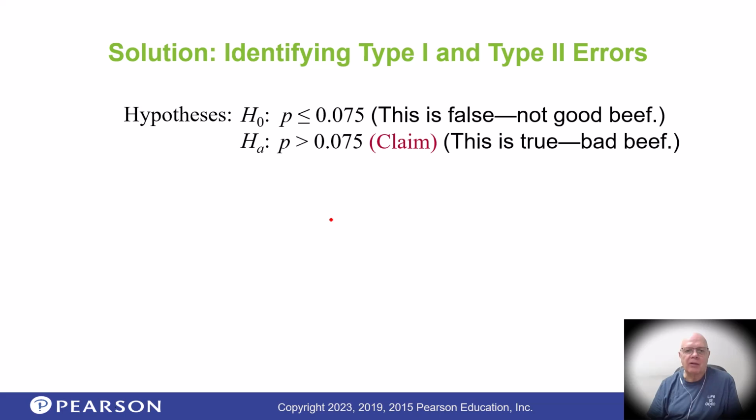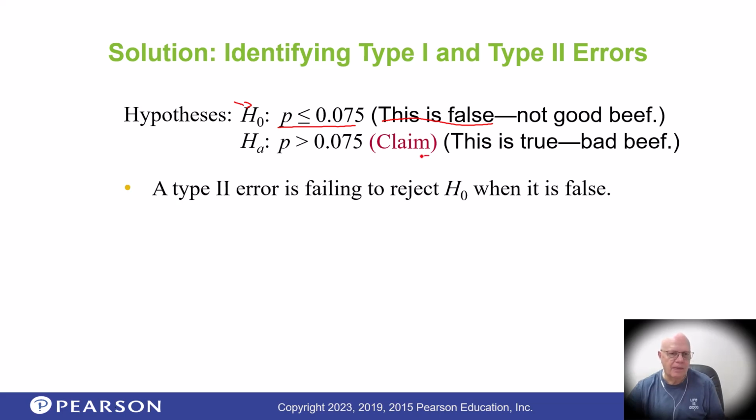How about a type 2 error? In this case, this null hypothesis right here is false, which means we should reject it, but we don't, because it isn't good beef, but we say yes, it is. Type 2 error. Now what is the problem with a type 2 error in our ground beef case? It's different for each one. You have to analyze it.